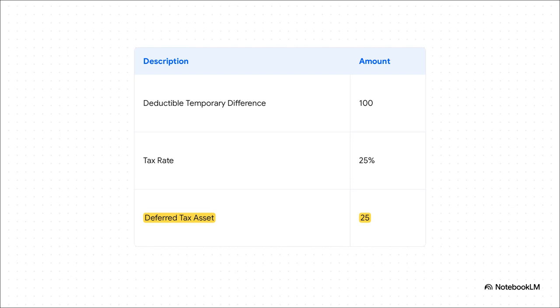A perfect example is something like a product warranty. A company knows it's going to have to pay out for future warranty claims, so it sets aside, say, 100 today, which reduces its accounting profit. But the tax rules are strict. They say you can only claim that deduction when you actually pay the claim. This creates a 100 temporary difference. You hit that with a 25% tax rate, and you've got a 25 deferred tax asset, a future tax break ready and waiting.